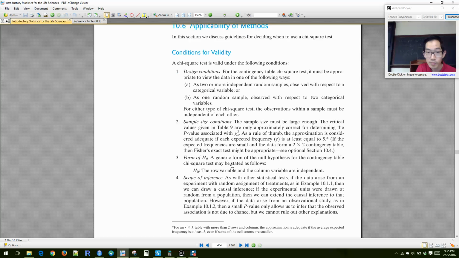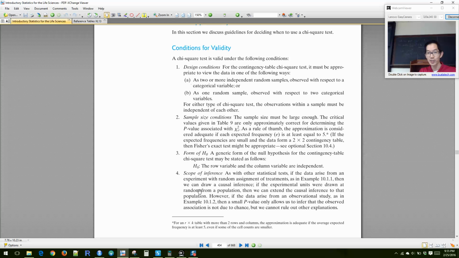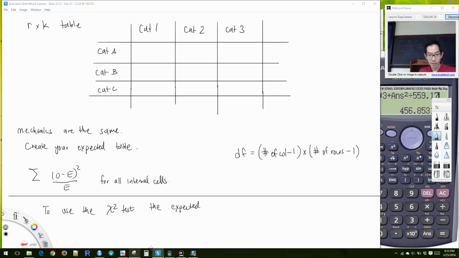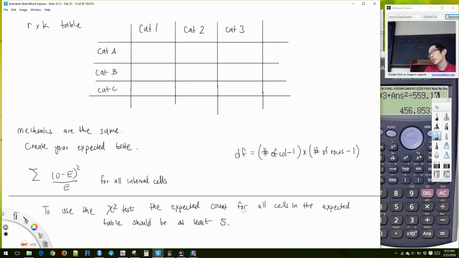So, conditions for validity. To use the chi-squared test, the expected count for all cells in the expected table should be at least 5. Some texts will say 10, but ours says should be at least 5.